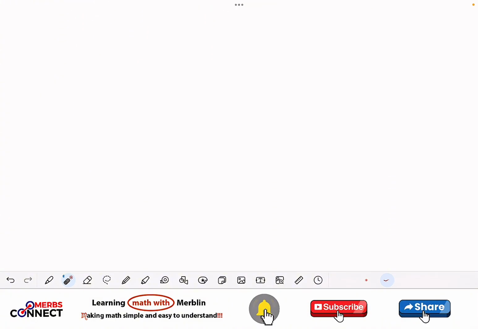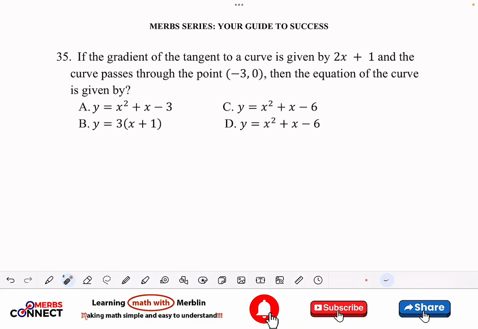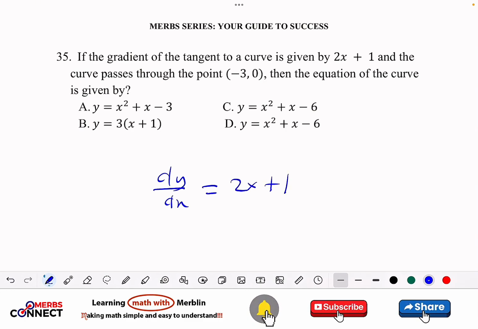Let's look at the next question. If the gradient of the tangent to the curve is this, and the curve passes through this point, then the equation of the curve is given by... So what you need to know is, this is saying that the gradient of the tangent, so it means that dy over dx is equal to 2x plus 1, right? And we want to find the equation.